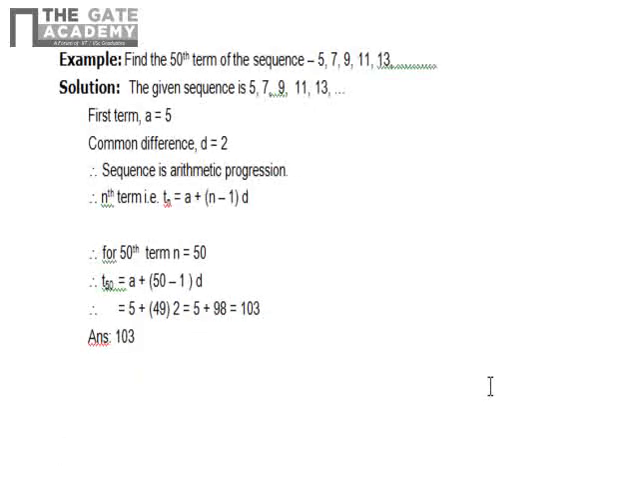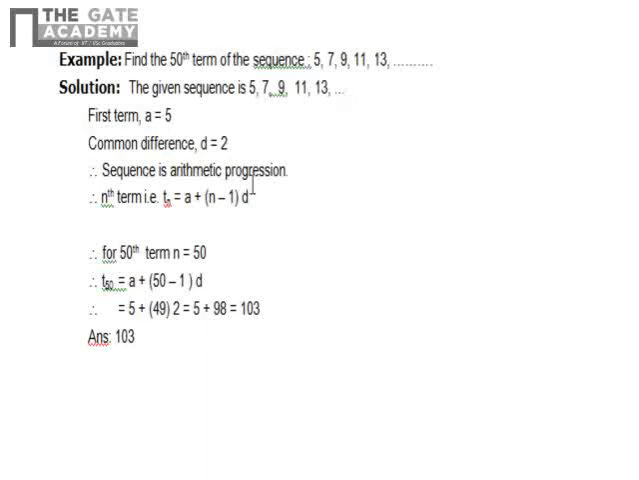Now we'll see some examples. Find the 50th term of a sequence 5, 7, 9, 11, 13. It's 5, not minus 5. So 5, 7, 9, 11, 13. Here we can very well find that the common difference between all these is 2, and the first term is 5.